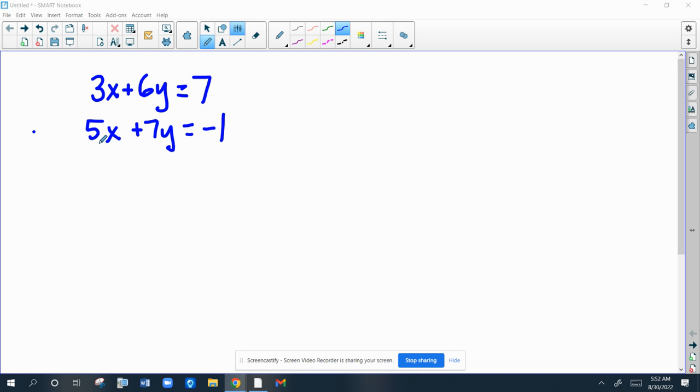With elimination, you can either add or subtract the equations to get rid of a variable. I always like to add, so I'm going to get one of the variables in question, the x's, to be negative. So again, this is my plan. I'm going to multiply this one by 5, and I'll get 15x plus 30y equals 35.